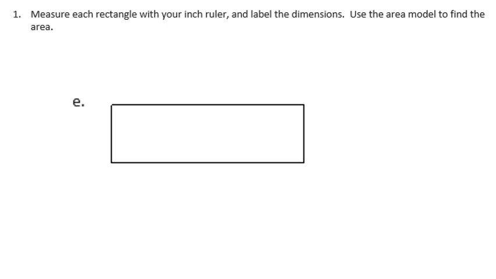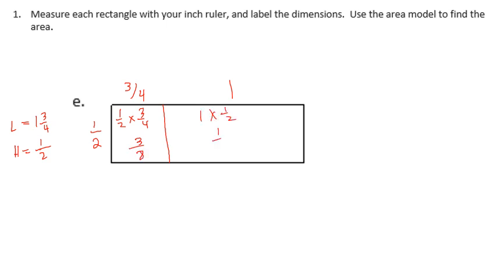On E, my length was equal to 1 3/4. My height was equal to 1/2 inch. So we're going to label our half. And here I have 3/4 and 1. So I have 1/2 times 3/4, which equals 3/8, and 1 times 1/2, which equals 1/2.